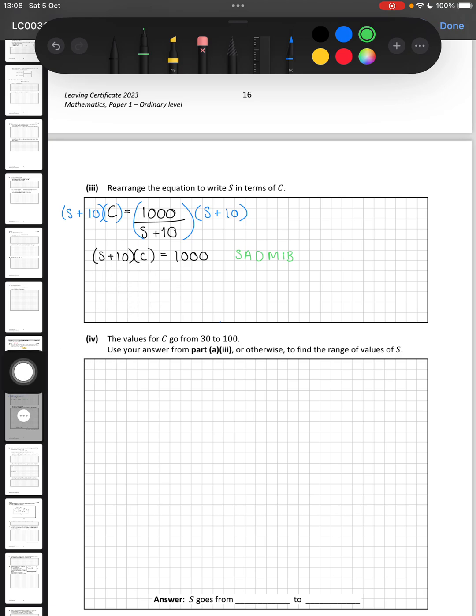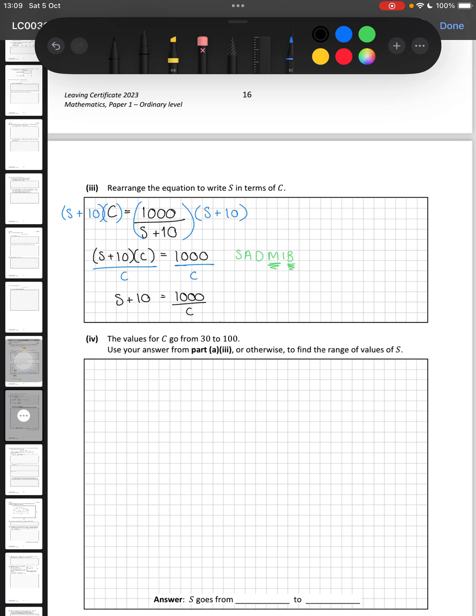Look at what's in the way of having s on a side by itself. We have a c that is multiplying, and we have other stuff, but the other stuff is inside brackets with the s. Even though it's an adding, it's within the brackets, so I'm going to get rid of the c that's multiplying first. How do you get rid of something that's multiplying? We divide.